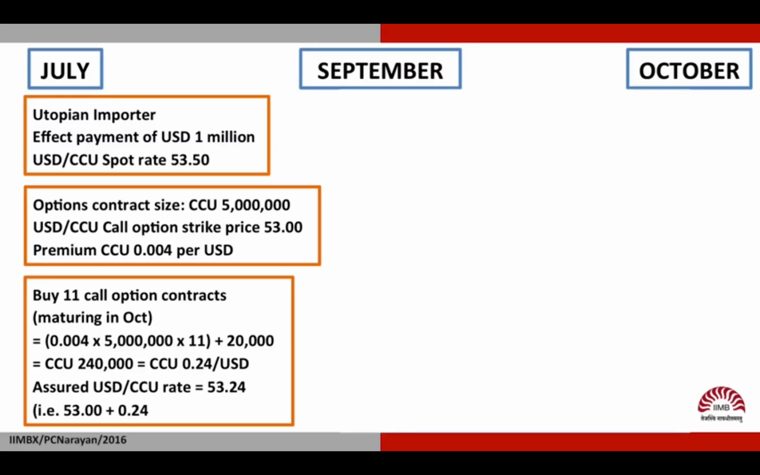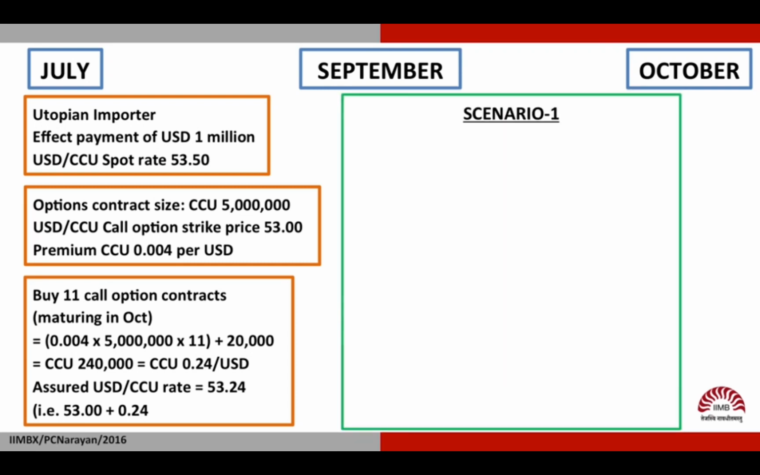Now, this option is going to mature in October and we are now in July. That's a point you need to bear in mind. So this Utopian importer is now sitting pretty, saying that worst case his obligation will be 53.24 per US dollar, irrespective of which way the USD CCU exchange rate is going to move between now and September. Let's say we have now come to September. We are going to look at two scenarios.